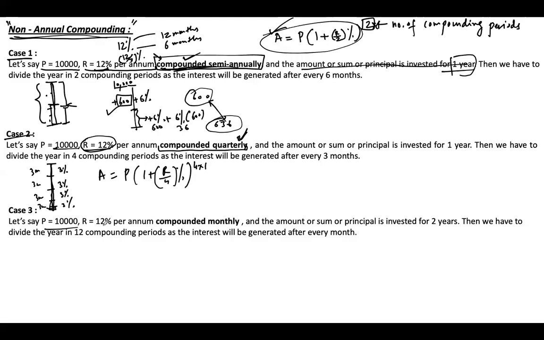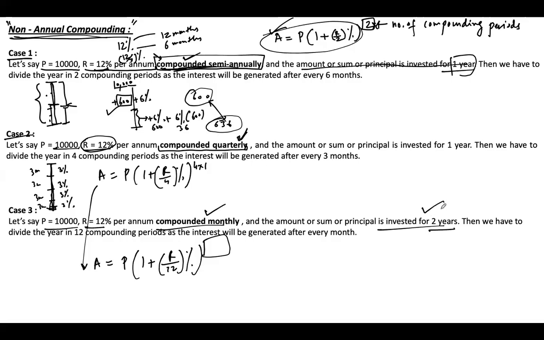Similarly, principal 10,000, rate 12%, compounded monthly. What will happen to the rate? I am going to write the formula now directly: 1 plus R by 12, and 12 into 1. 12 into 2 for 2 years. For 2 years, there will be 24 compounding periods. For 1 year, there will be 12 compounding periods. So 12 into 2. Is this clear? You only need to take care of the rate and the compounding period.